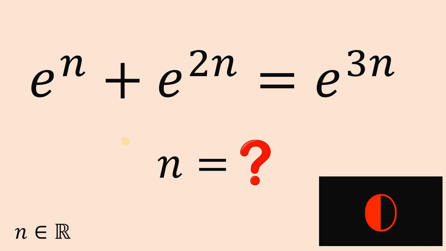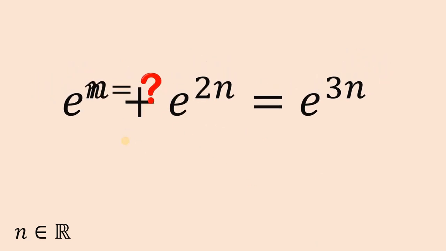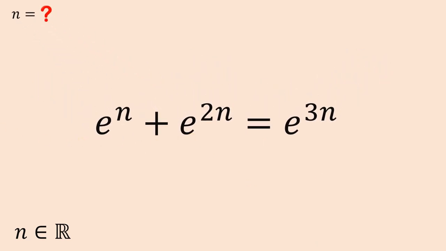Now, let's answer this question together. So our goal in this question is to solve for the real value of n, given this equation, e raised to n plus e raised to 2n equals e raised to 3n.